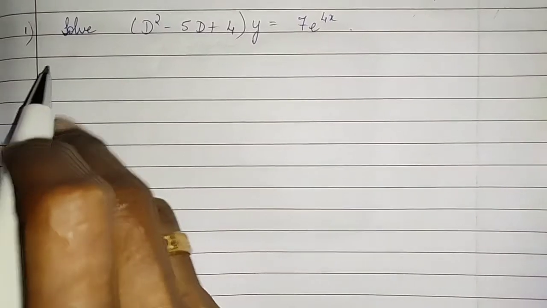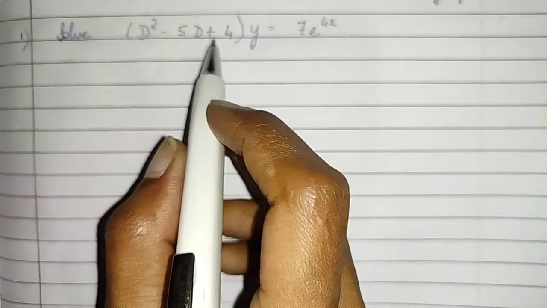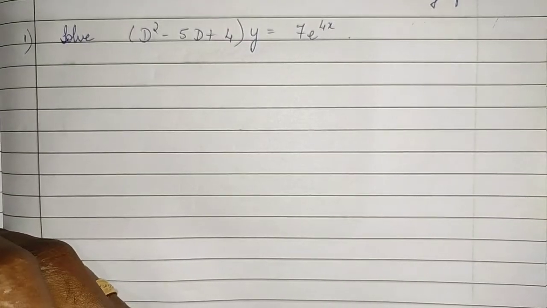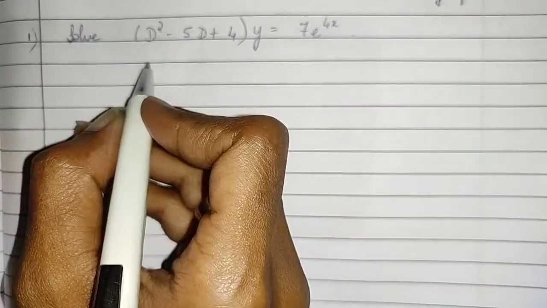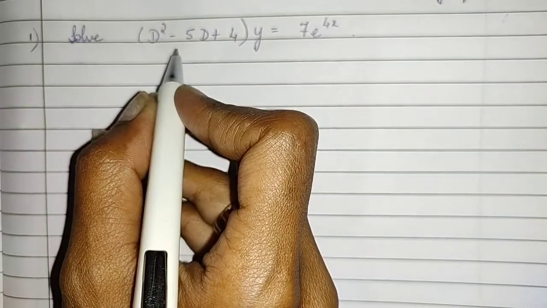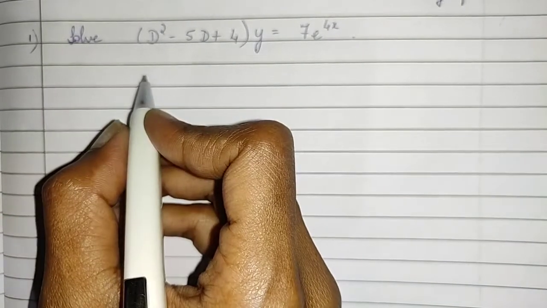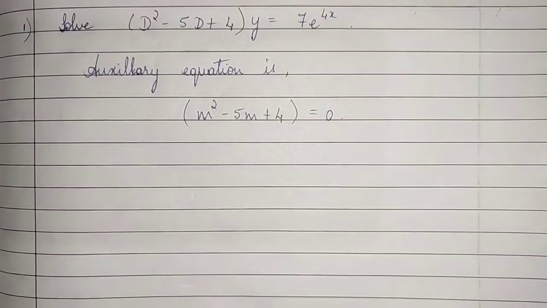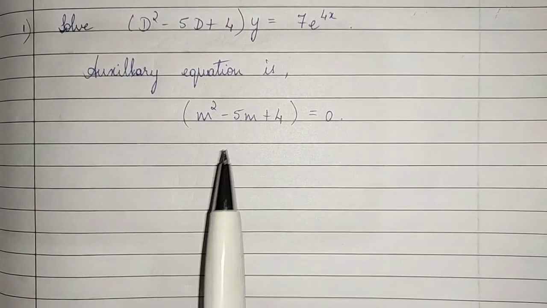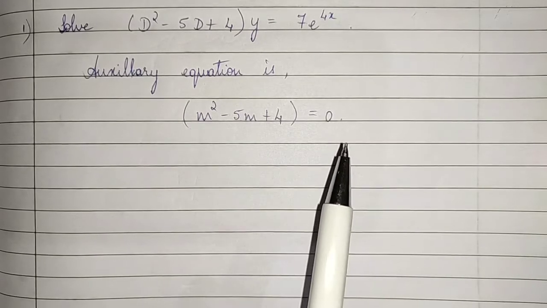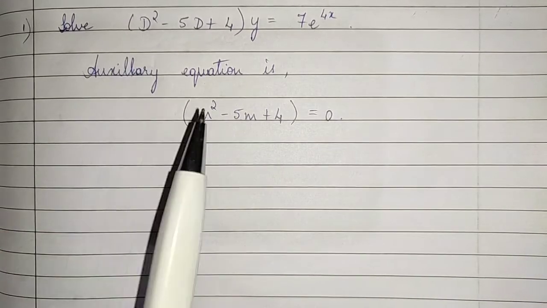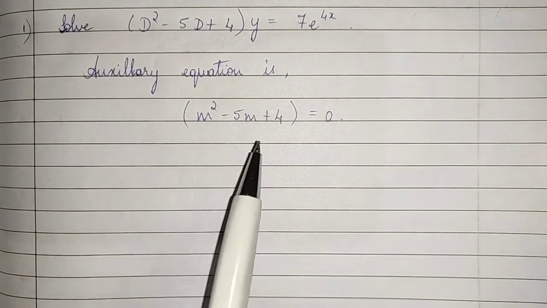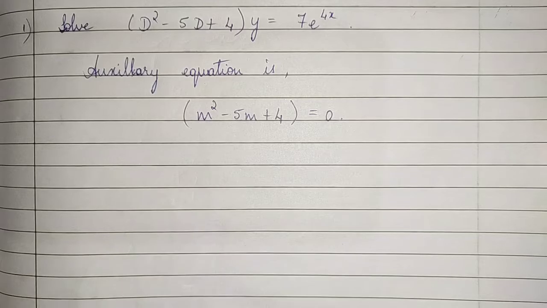Solve D square minus 5D plus 4 into y is equal to 7 into e to the power of 4x. First, in order to find the complementary function, we have to write the auxiliary equation, which is m square minus 5m plus 4 is equal to 0. That is, we have replaced D with m.